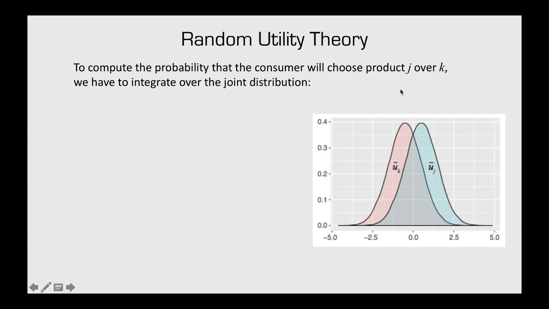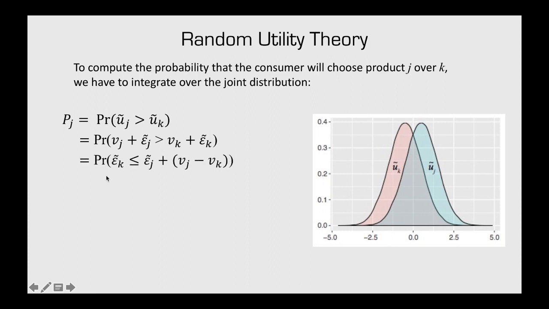To compute the probability that consumers are going to choose one alternative or the other, what we want to know is the area under this joint distribution. So this involves integration again. The probability that u of j is greater than u of k can be broken into these components: the parts that we can observe, V j and V k, plus the parts we can't observe, the random error terms, epsilon j and epsilon k. We can move these terms around, and we see that really what we're trying to solve here is, once we account for the difference in the things we can observe, the probability of epsilon j being greater than that of epsilon k.